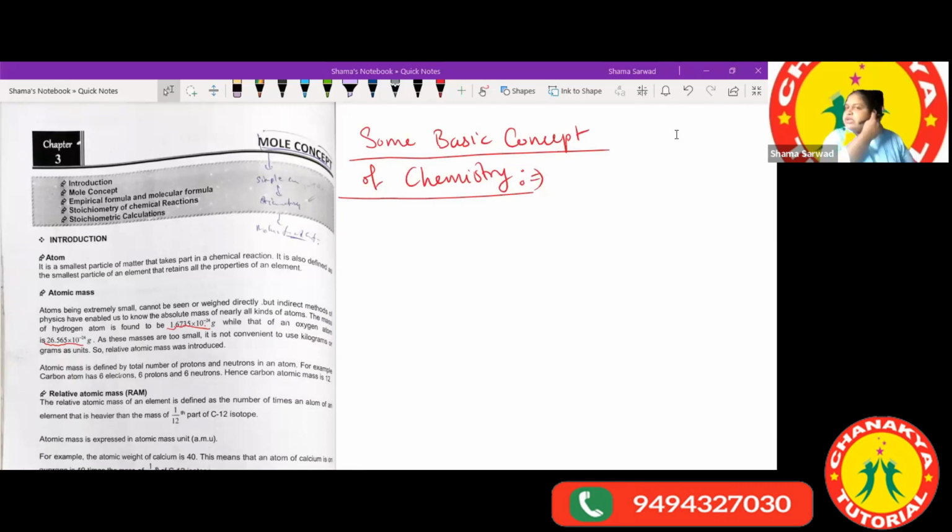So today we are going to learn about some basic concepts of chemistry. And in that, a very important topic, which is really very important for JEE as well as NEET. That is nothing but the mole concept. This concept you have learned in your grade 9. Do you remember anything about it?